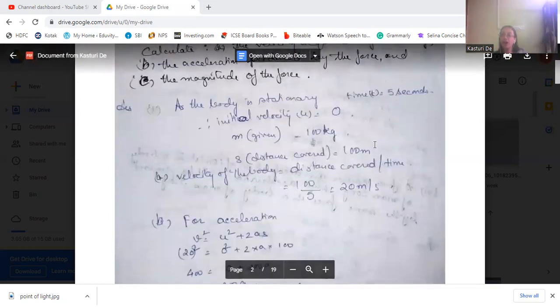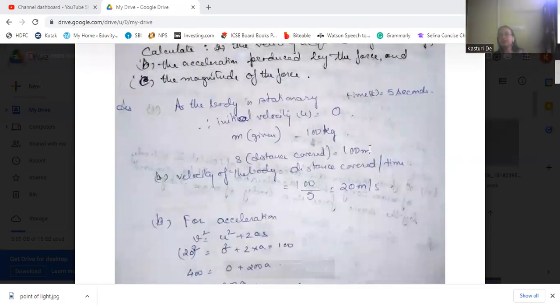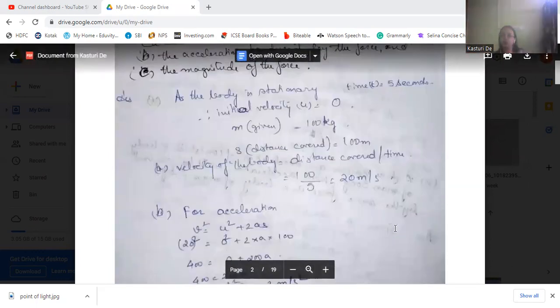Distance covered is 100 meters. So velocity of the body will be distance by time. Okay, so distance is 100 meters and time is 5 seconds. So that will be equal to 20 meters per second. First part. Second is the acceleration produced by the force.